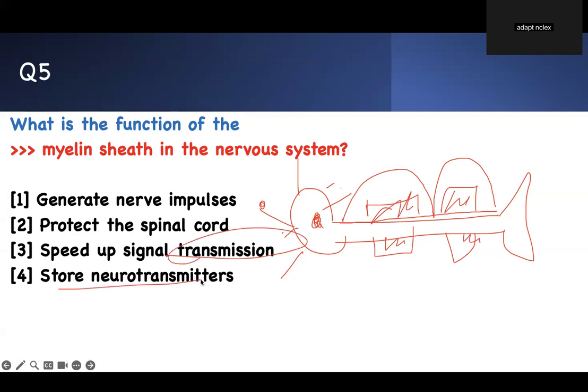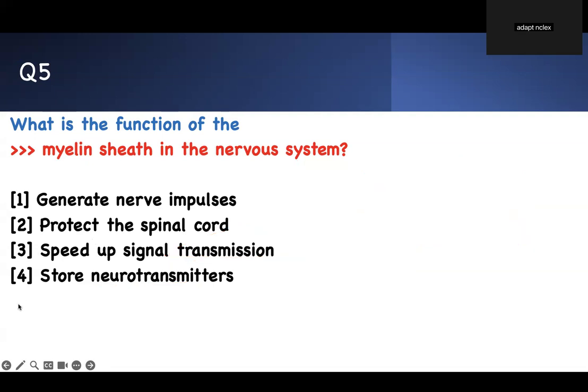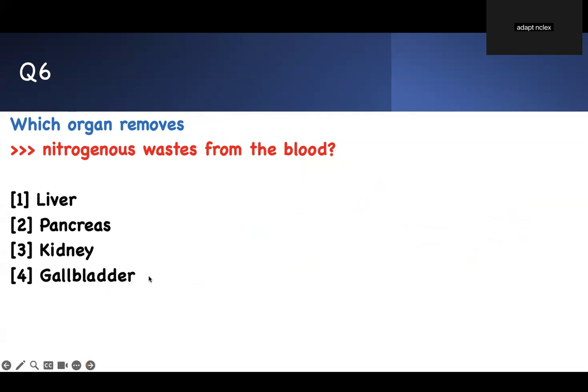They don't store neurotransmitters. Neurotransmitters are stored at the synaptic cleft. They don't generate nerve impulses, right? They're responsible for just allowing the nerve impulses, which are generated by the axons. Okay, so what is the right answer? Number 3.